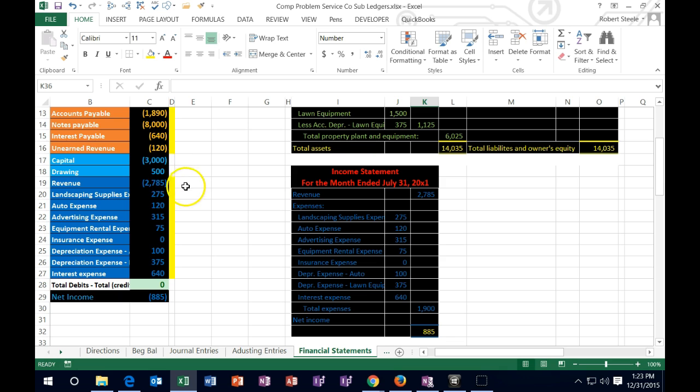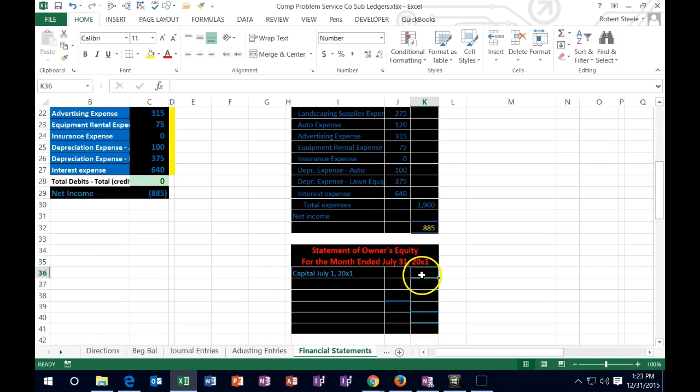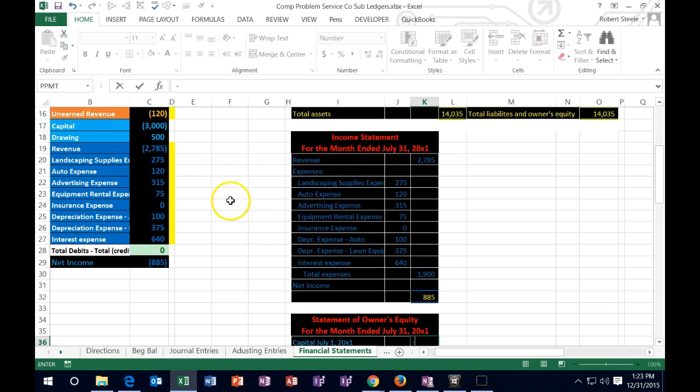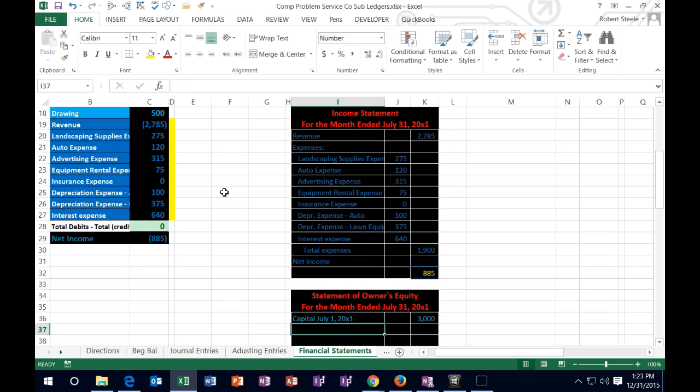That's a credit. We want to make it a positive number, so therefore I'm going to select a negative instead of equals, then scroll up and point to the 3000, and then select enter. So there's the 3000 there.